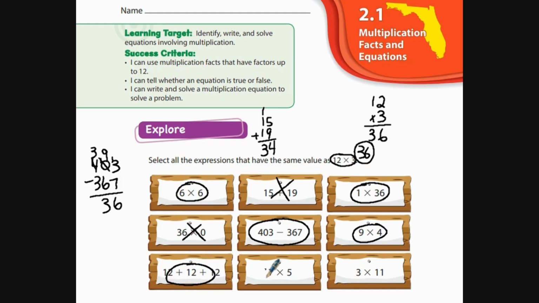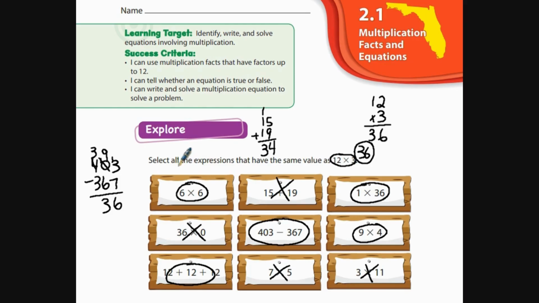So this is also going to give me 36. Now, if I go over to the next equation, that's going to be 7 times 5. Well, I know that 7 times 5 is not 36. It's going to give me 35. So it's not 7 times 5. And we know that any single number, 1, 2, 3, 4, 5, 6, 7, 8, 9, times 11 is pretty much that number twice. So 11 times 3 is going to be 33. So that is not equal to 36.